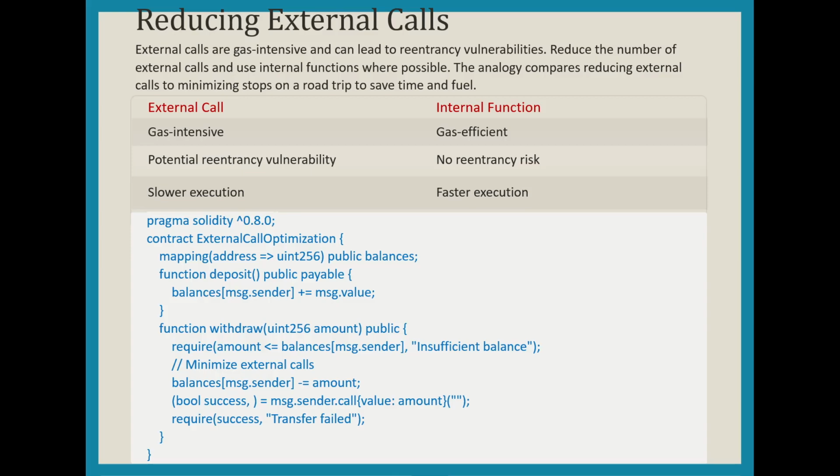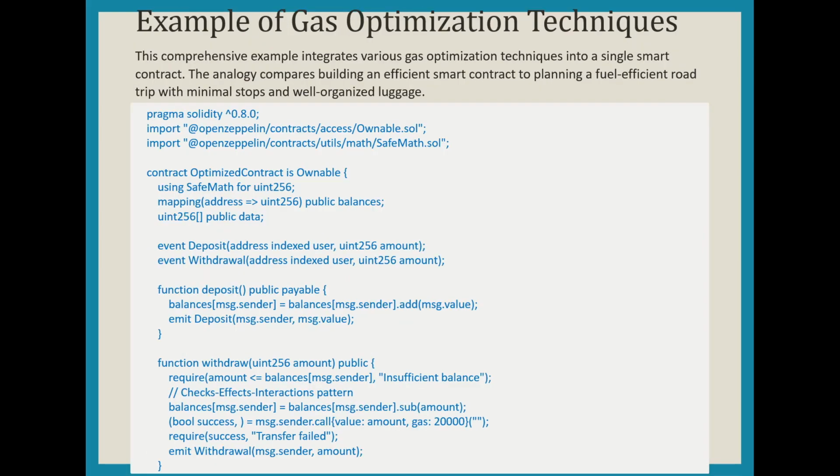Next, we are using call to send ether to the user. The call method is preferred over transfer or send as it forwards all available gas and handles more complex scenarios. Right? And it checks if the call was successful and it reverts the transaction if it was not. What we have done here is we have minimized external calls and this has helped in protecting us against re-entrancy attacks.